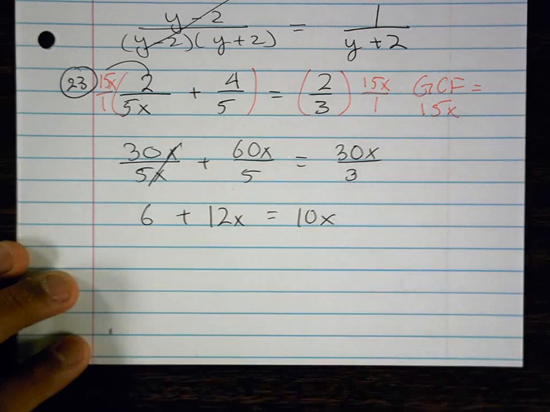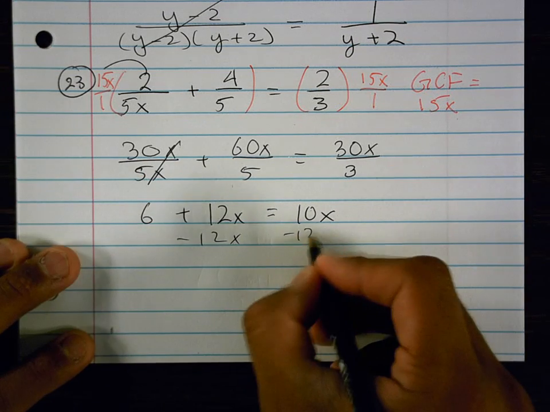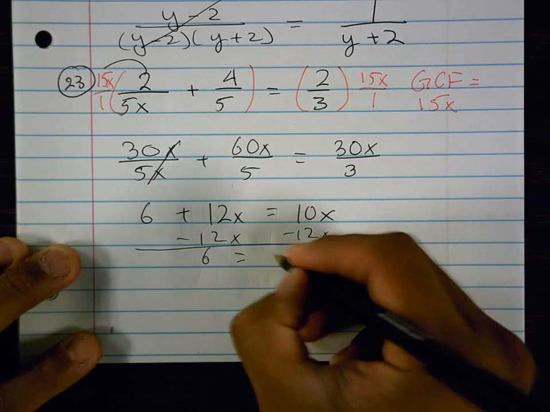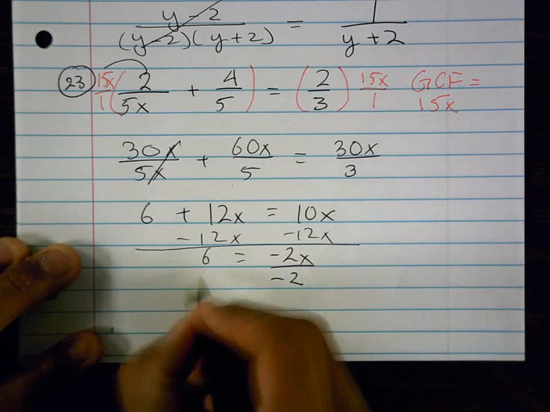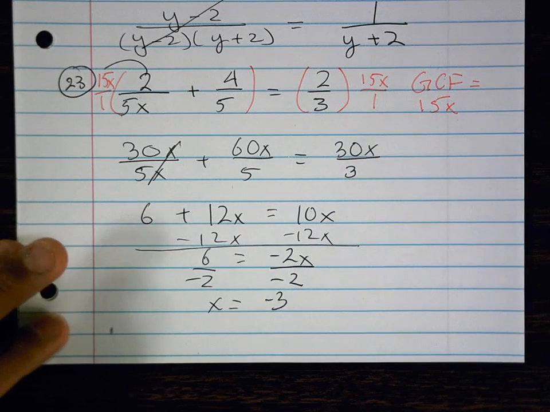Alright? So now we will go ahead and get all the variables on the same side. You can see how nicely this cleared up. Equals negative 2x divided by negative 2. I'm going to put the x on the other side, and it equals negative 3.